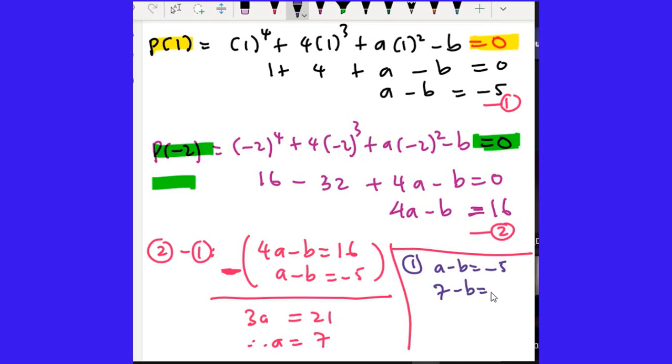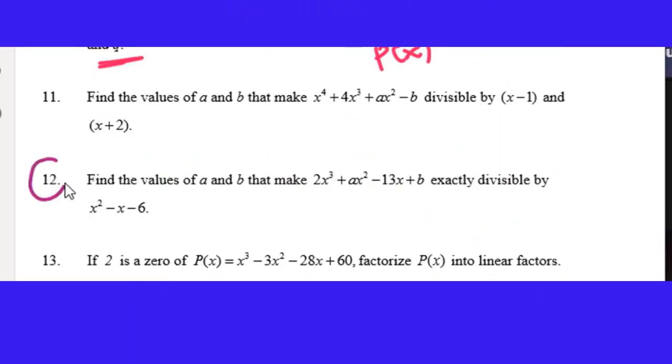7 minus B equals negative 5. Bawa ke right hand side, tulis kat sini. B is equal to 12. Okay. Let's check answer. 7, 12. Okay. Done. Ada soalan? Sebab kita nak concentrate one by one kan.